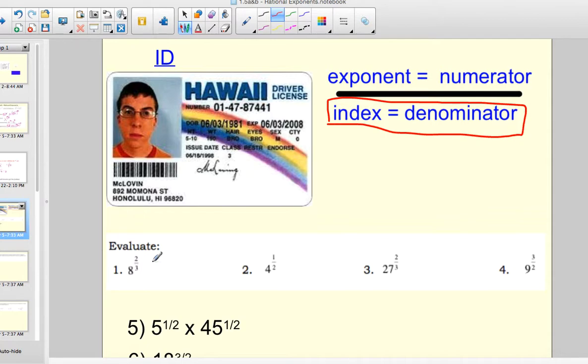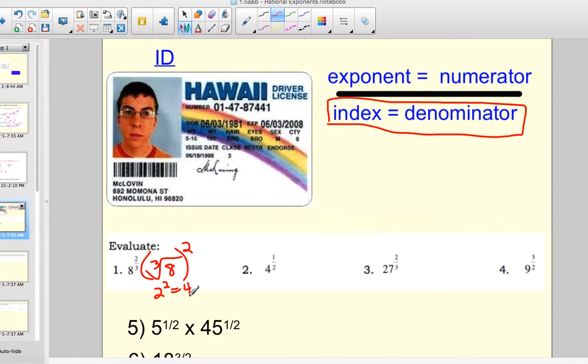So 8 to the 2/3, right? You might not be able to tell by looking at it. Soon you probably will, but for now we're just going to rewrite it. So we're going to say, okay, well the index is the denominator, and the denominator is 3. So the index is 3. And it's going to be the third root of 8, and then we're going to square the whole thing. Right, so the third root of 8 is 2, so you can take that first and then square it. So you would get 2 squared, which is equal to 4.